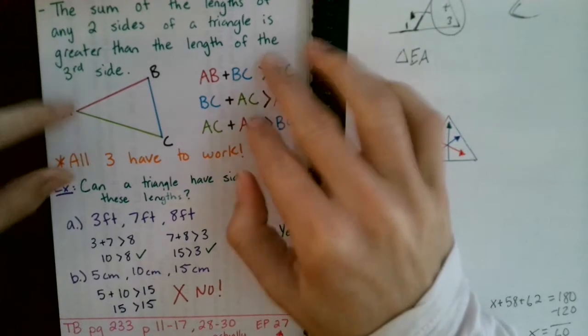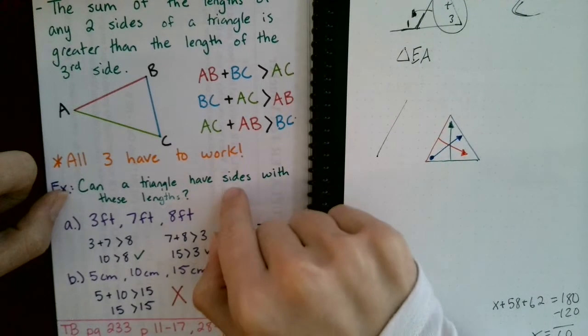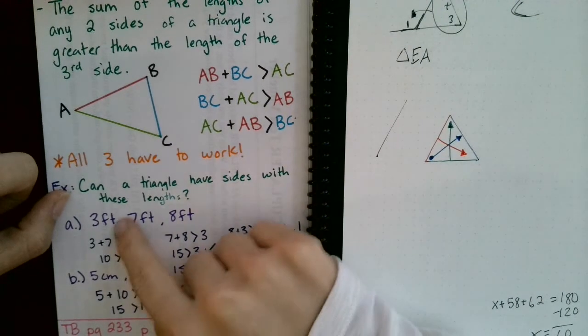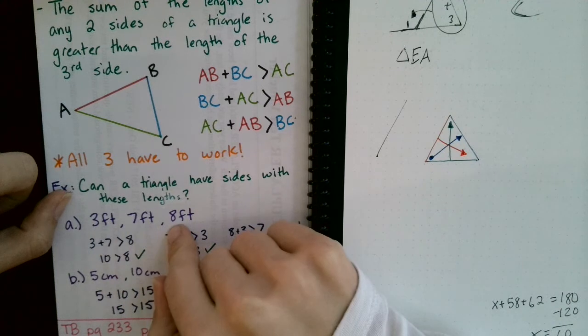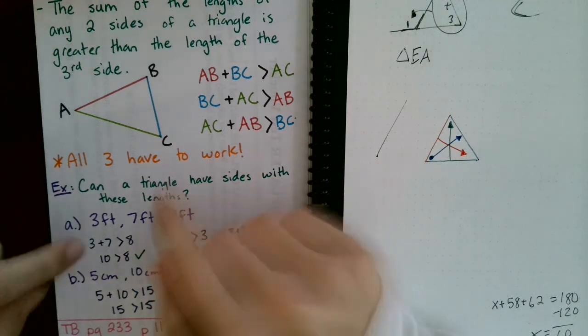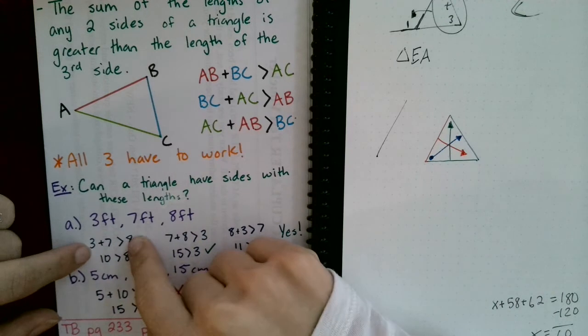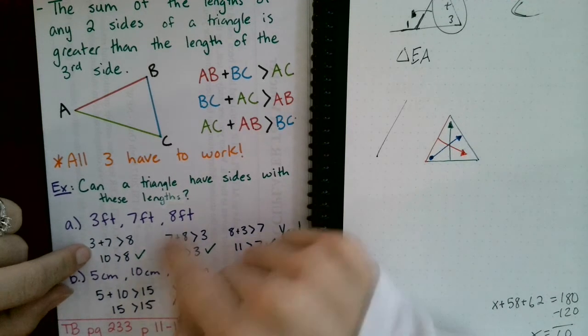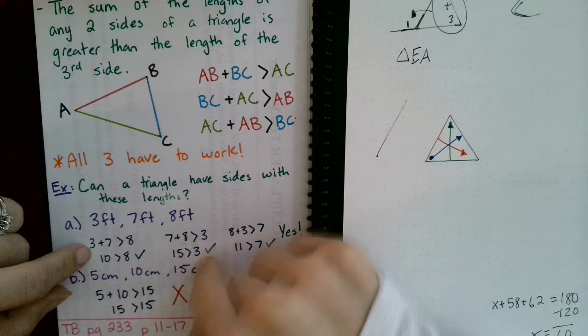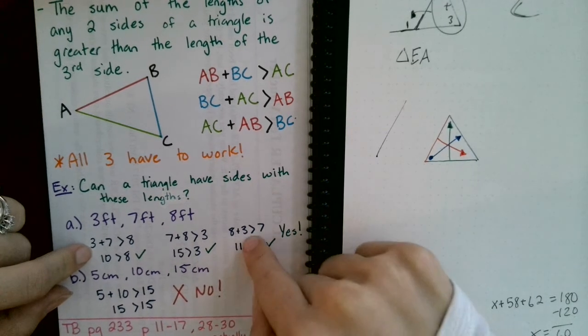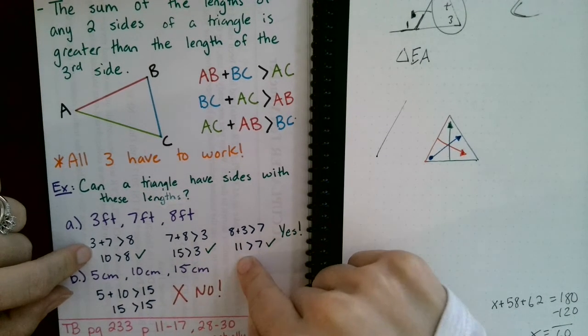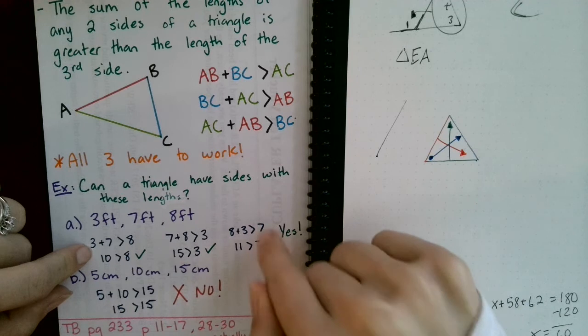So the questions that come in this section are, can triangles have sides with these lengths? So we check 3, 7, and 8. And we're like, that could make a triangle, but we have to double check the triangle inequality theorem. So we say, is 3 plus 7 greater than 8? Well, yeah, that works. Is 7 plus 8 greater than 3? Well, yeah, that works. Is 8 plus 3 greater than 7? Yeah, that works. Well, then, yes, this must be a triangle.